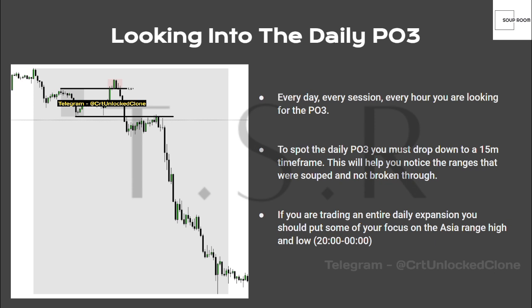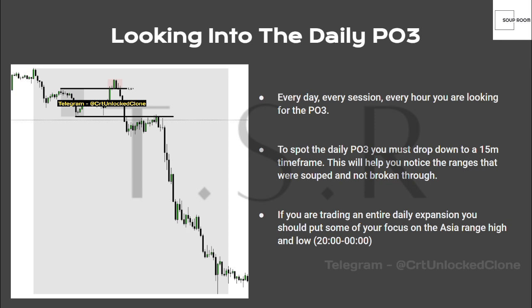To spot the daily power of three, you must drop down to a 15-minute time frame. This will help you notice the ranges that were souped and not broken through. Very important to understand here, as I was mentioning before, let me re-explain this. A bullish structure is when price is breaking through highs and rejecting lows. A bearish structure is when price is breaking through lows and rejecting highs. Your goal is to find where price shifts structure and starts to break through the opposing direction.